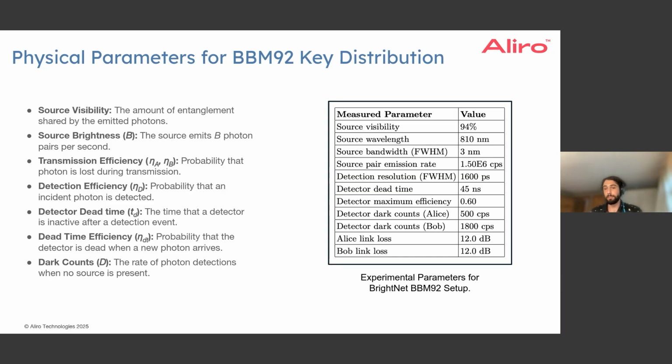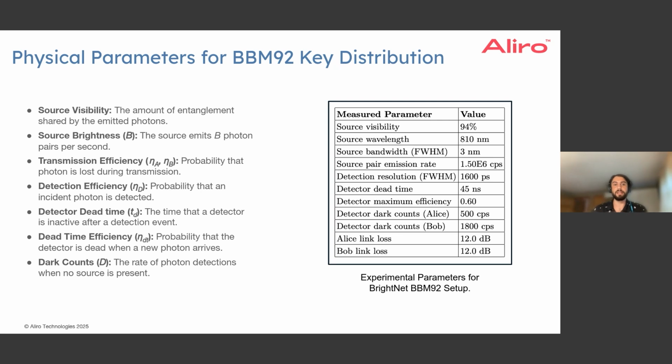The physical parameters that are affecting the key rate and the QBER, in this case, are listed on this page. And in our particular setup, these are the key parameters that matter the most. At the top is the source visibility. This is how much of the entanglement that we can see in the source, and basically is the signal to noise ratio of entanglement in our entanglement source.